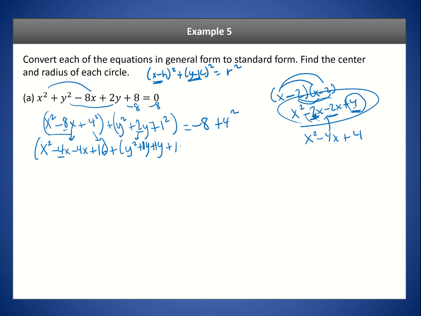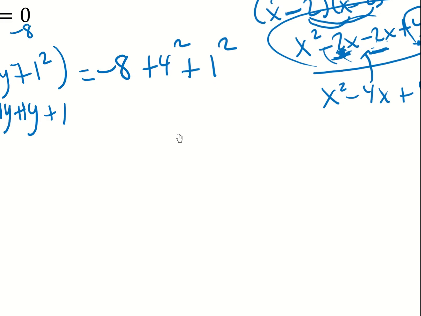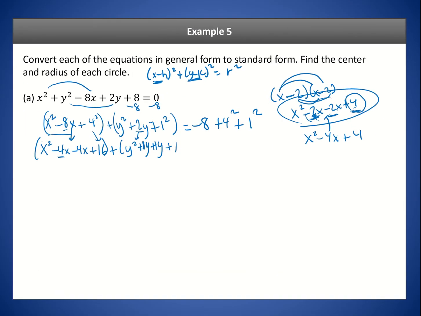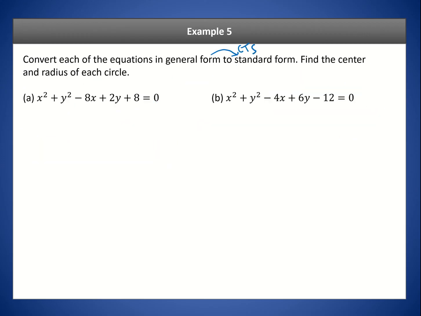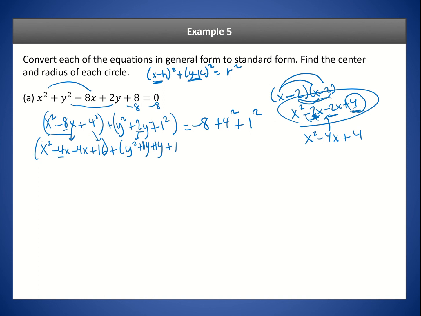So if we add 1 squared here, then we got to add 1 squared to the other side. And this is what we have so far. Let me go ahead and grab my pen. Okay, so this is what we have so far. Now we got 4 times 4 is 16, so this is equal to 16. This is equal to 1. So 16 plus 1 is 17. 17 minus 8 is 9. So we got 9 on the right-hand side.